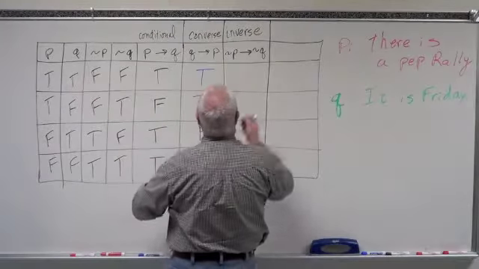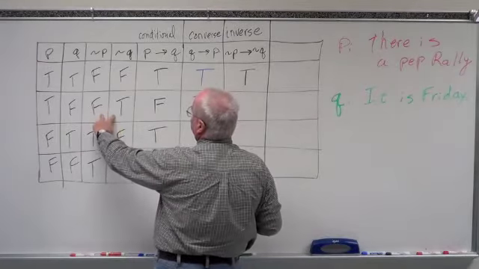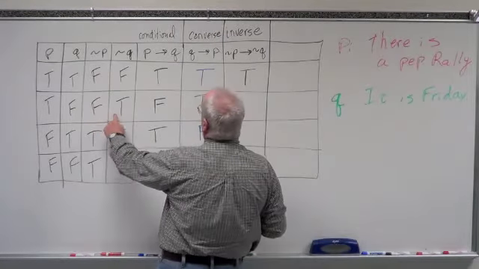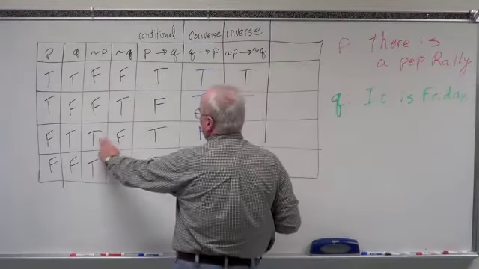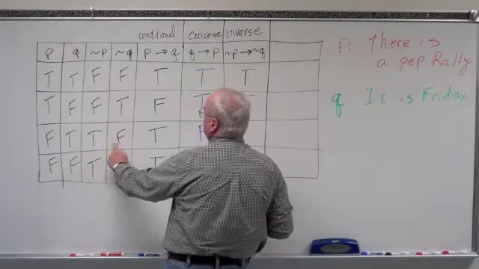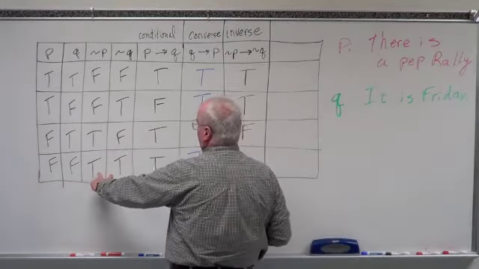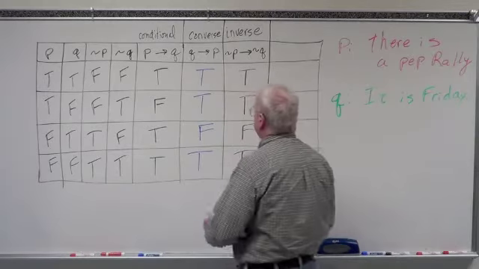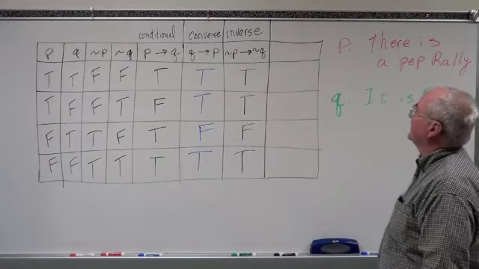They're both false. This is going to be true. If not P, then not Q. Conclusion is true. So they're going to be true. If not P, then not Q. The conclusion is false, so it's going to be false. If they're both true, then it's going to be true. Okay? That's how an inverse works.